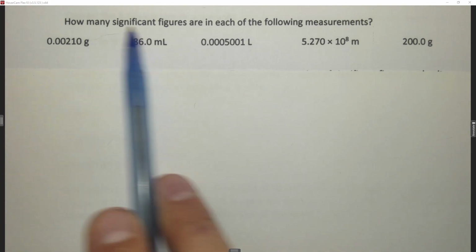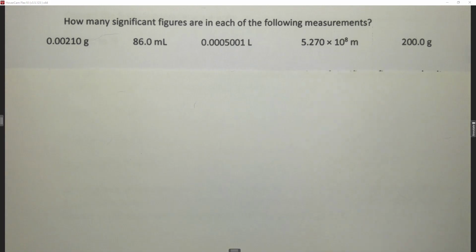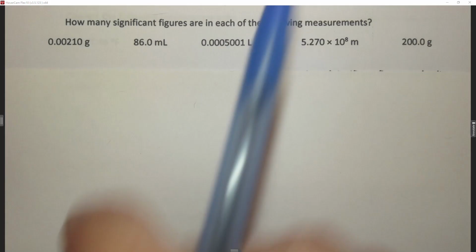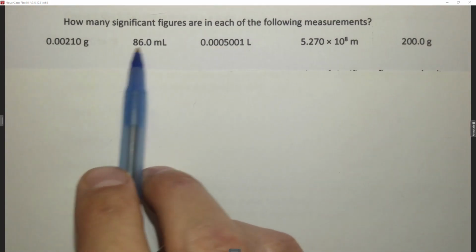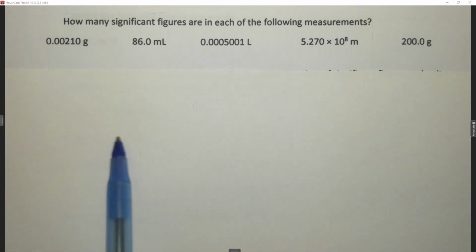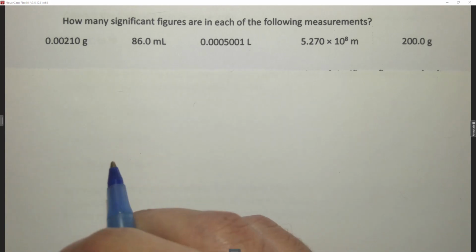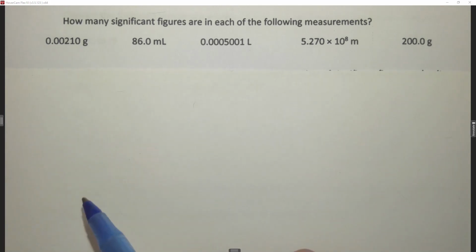This question says, how many significant figures are in each of the following measurements? And then we have a bunch of measurements. Essentially, any digit in a measurement, and these are all measurements because they have units, that's not 0 is definitely significant. If you have a 0 in a measurement, you want to identify whether that is a placeholder. And placeholder zeros are not significant.